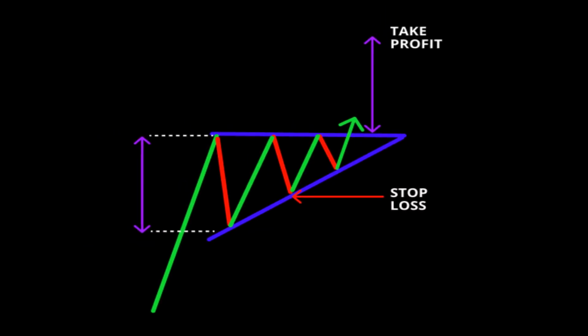Ascending triangle. In an ascending triangle, you will have a resistance trend line and a bullish trend line coming together. The psychology behind this triangle pattern is that buyers are in control. That is the reason you will see continuous higher lows, and price will often break to the upside. Ascending triangle is a bullish continuation pattern, so you should expect a bullish breakout.